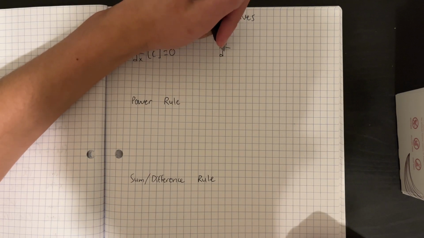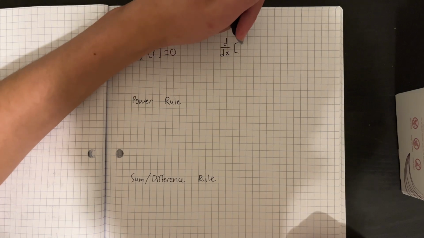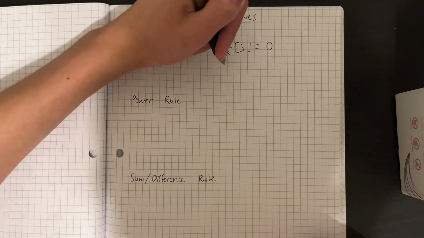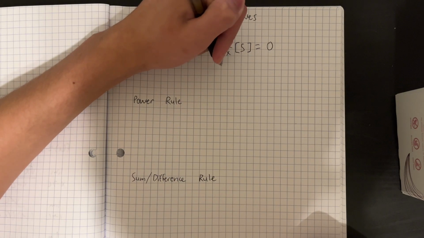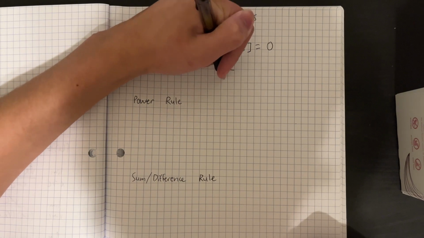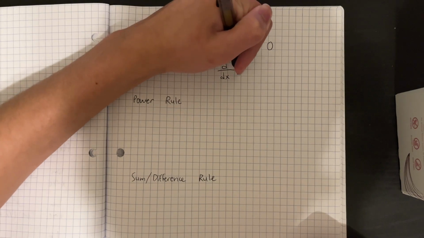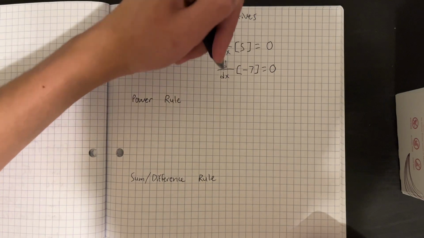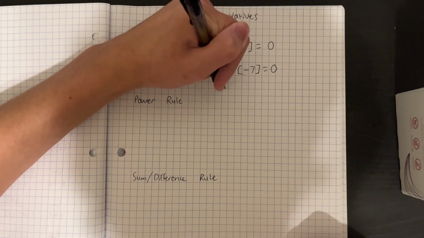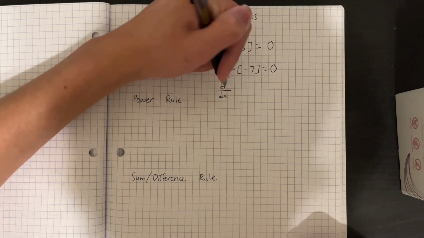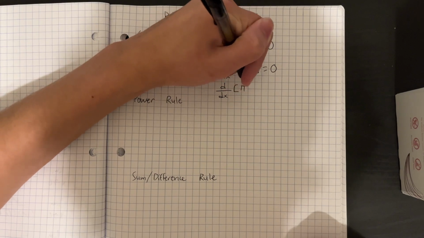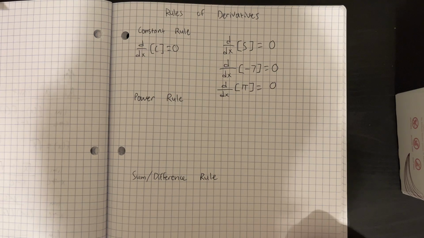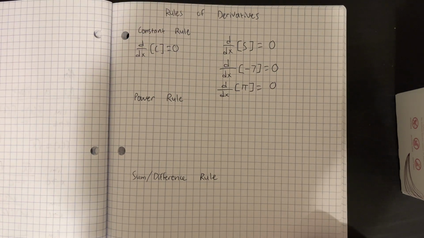The derivative of 5 is going to be 0. The derivative of -7 is going to be 0. The derivative of pi is going to be 0. These are all examples of constants, therefore the derivative of them would be 0.